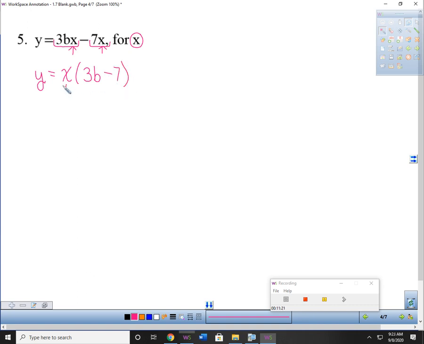Now I just have that x right there, all right, which is our goal. So this is x times all of this. So if I want to get rid of all of this, I divide by all of this. All right, so I'm going to divide by the 3b minus 7, both sides. So it cancels here. So x is equal to y over 3b minus 7.